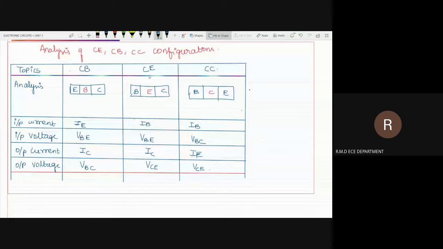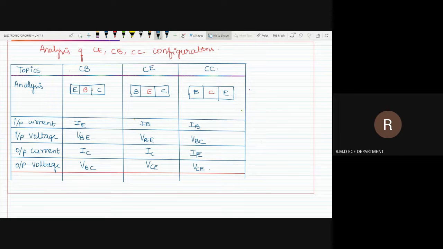Dear students, today we are going to discuss Unit 1, BJT amplifiers in electronic circuits. That is the analysis of CE, CB, CC configurations. Let us discuss the input voltage parameters, current parameters, and how they relate to the input and output resistance. Then we will see the graphs and how to draw the hybrid pi model. These are the things we are going to see now.